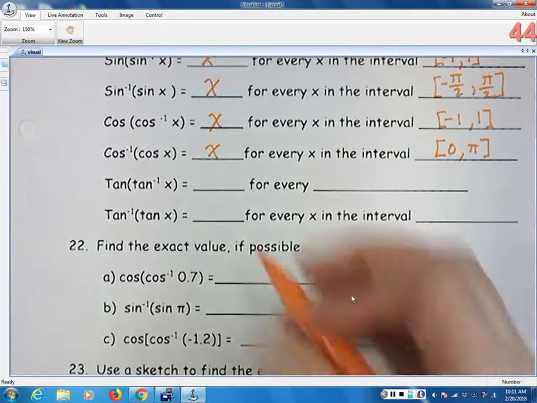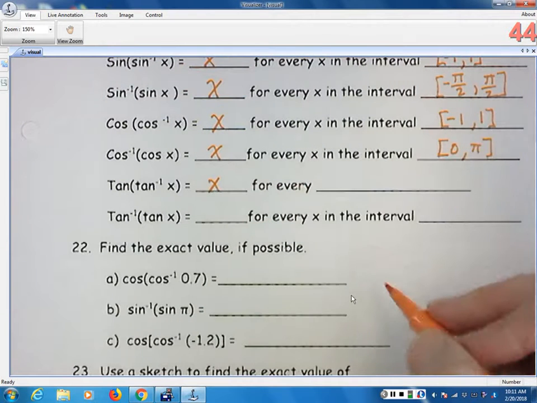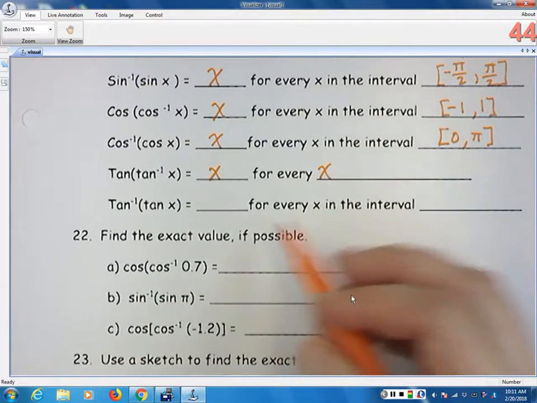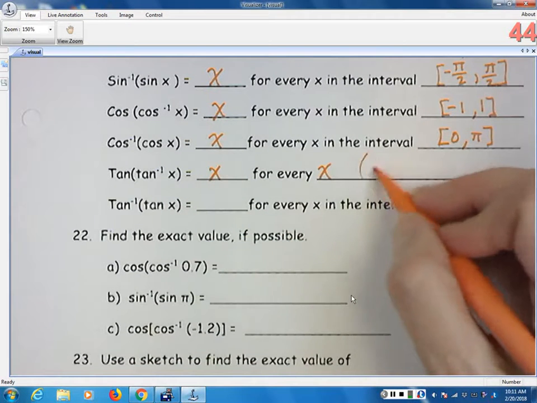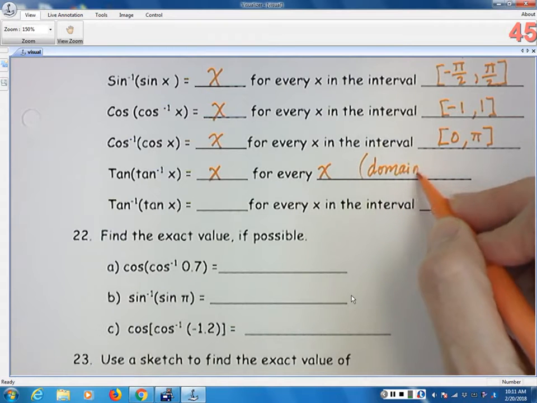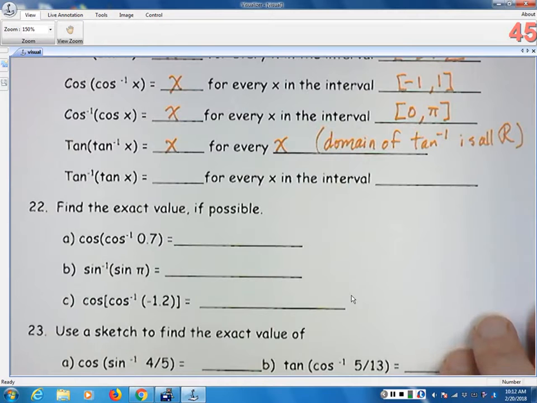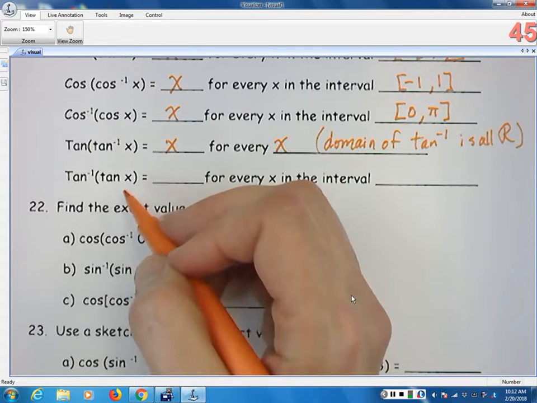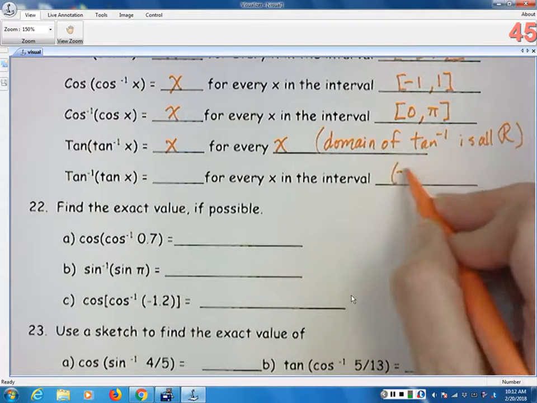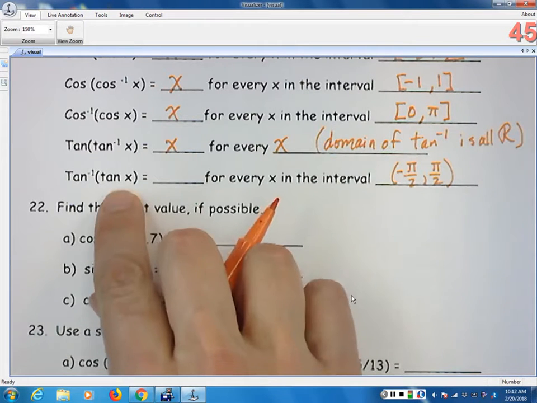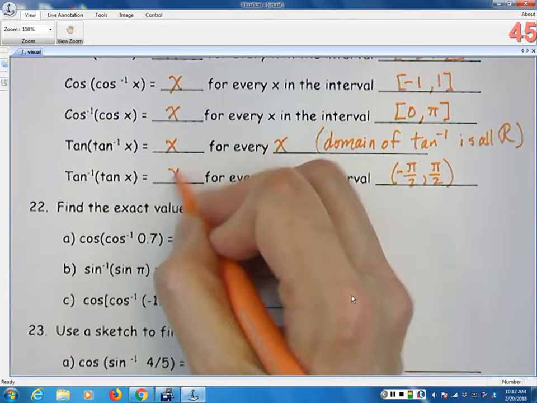And tangent, it's going to work for every x, because the domain of inverse tangent is all real. But when you go into tangent x first, that's the restricted domain. We restricted it to minus pi over 2 to pi over 2. Because we're going into tangent x first, we have to have that restriction.